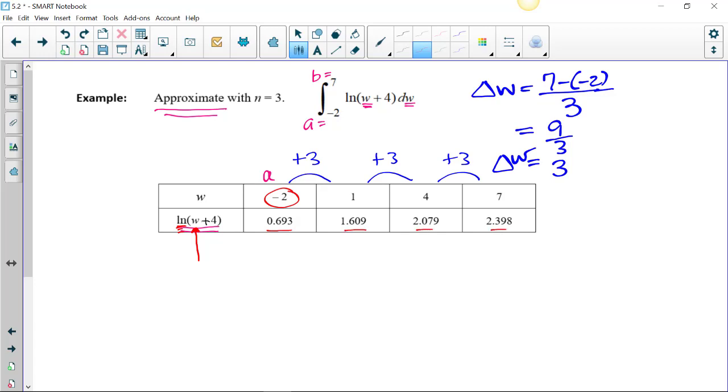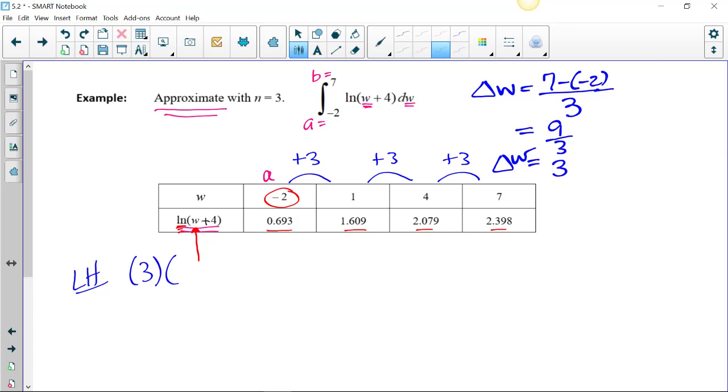You can stop the video and check them. I rounded to 3 decimal places. Seems like that would be pretty good. Okay, so let's find our left-hand sum and our right-hand sum. So my width is 3, and then I sum up the areas, or sum up the heights.